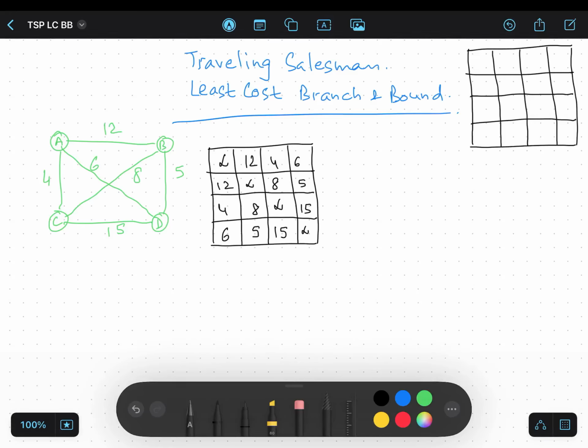Hello everyone, welcome back. In this session, we are going to look at the traveling salesman problem and solve it using the least cost branch and bound method. So we have a graph which has 4 nodes and every edge has a weight. The same graph is represented in a two-dimensional grid.